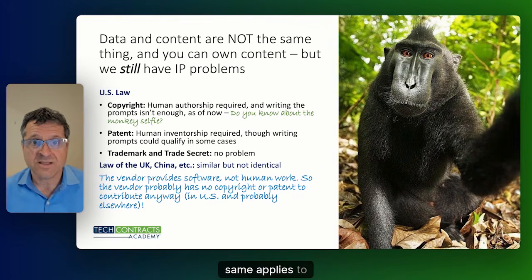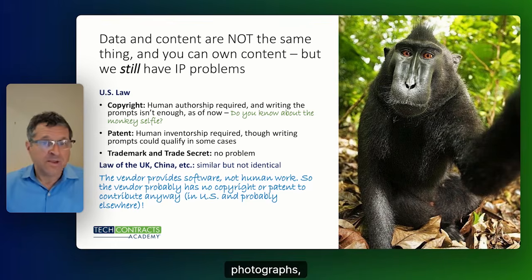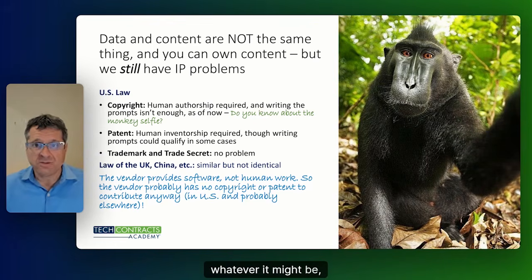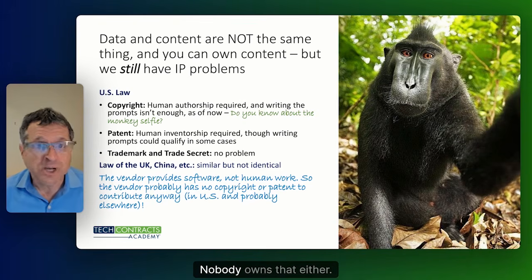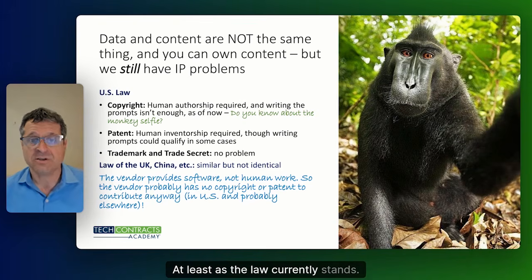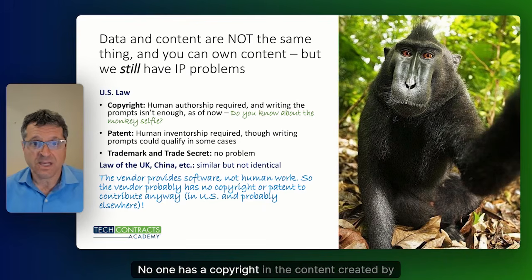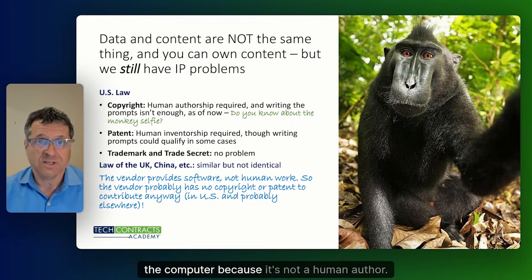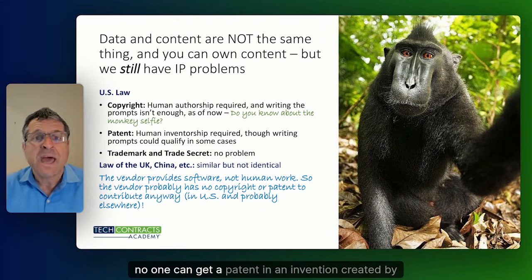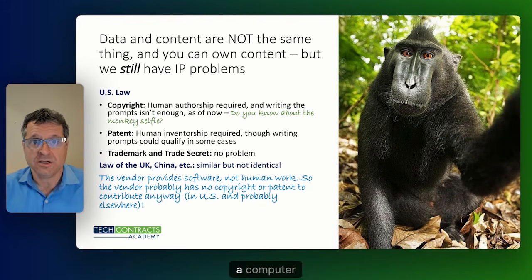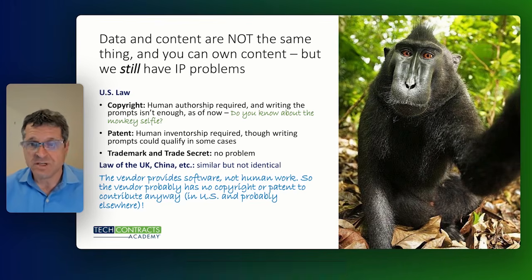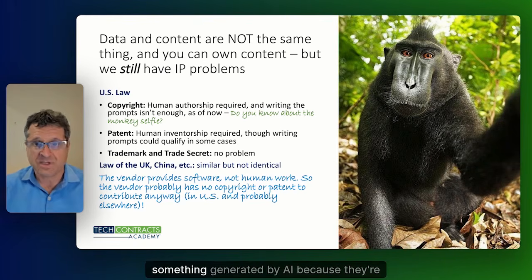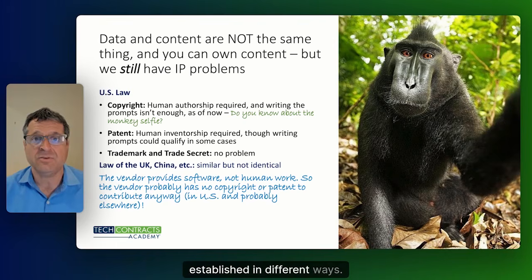Well, same applies to outputs, photographs, software code, whatever it might be, generated by a computer. Outputs from an artificial intelligence system. Nobody owns that either. At least as the law currently stands, no one has a copyright in the content created by the computer because it's not a human author. Also, no one can get a patent in an invention created by a computer because, again, it isn't a human author. None of that is a problem, by the way, for trademark and trade secret. You can have trademark and trade secrets in something generated by AI because they're established in different ways.